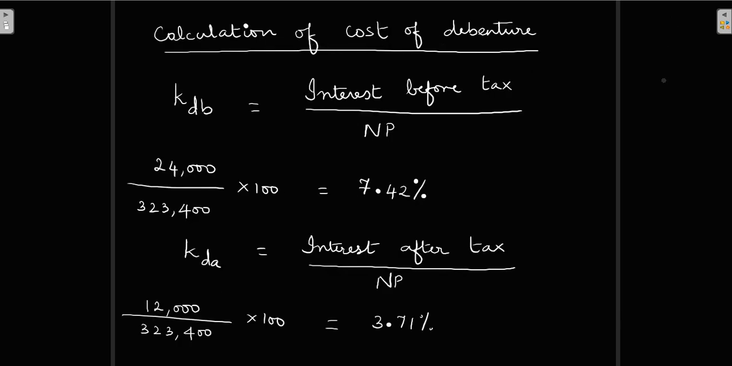So we are going to calculate cost of debenture before tax. So interest before tax is 24,000 divided by net proceeds 3,23,400. Since it is a percentage, we are multiplying it by 100. Similarly, for cost of debt after tax, we calculated the interest after tax as 12,000. Net proceeds is 3,23,400, into 100, is equal to 3.71%.